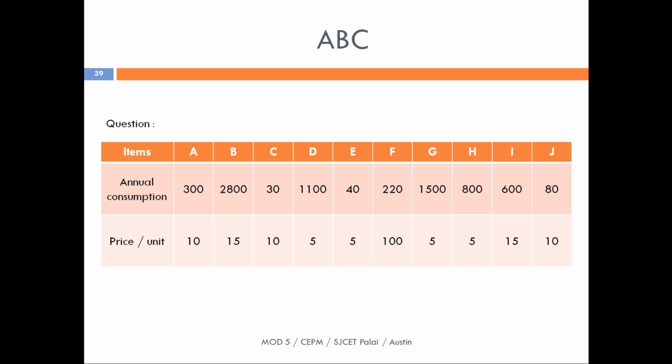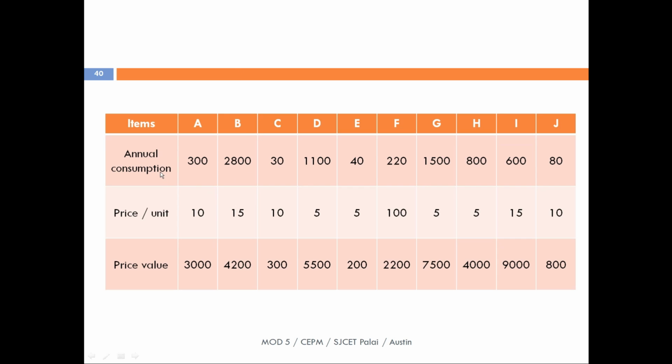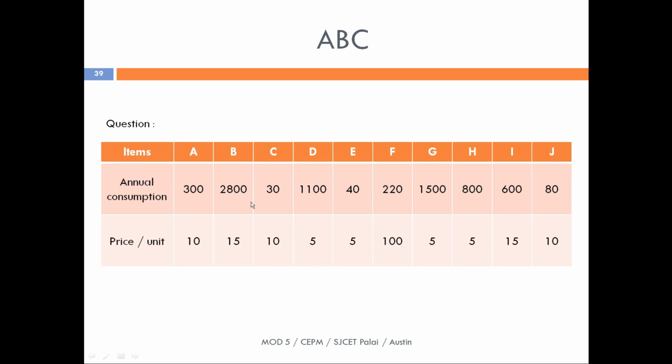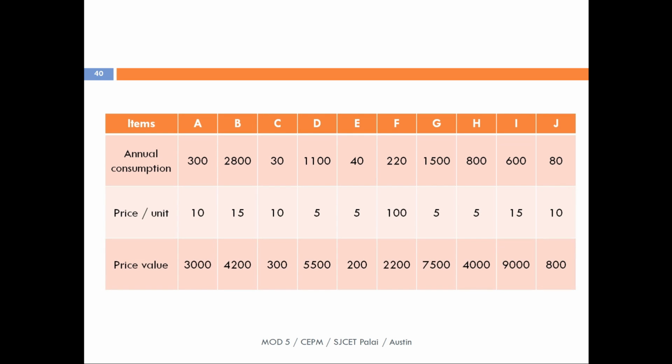In this problem, we could see that it consists of items from A to J, and annual consumption varies from 300 to 1800, likewise down to 80 belonging to J. Then the price per unit is also given in the next row, from 10, 15, 10, up to 10 belonging to J. In this step, the items A, B, C are provided, and also the price per unit, or unit price, is provided. Then our next step is to find out the total cost or price value. How can we find that? We can find that by multiplying each item's consumption by its unit price.